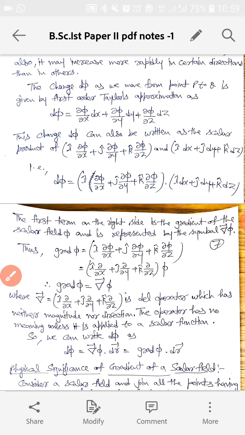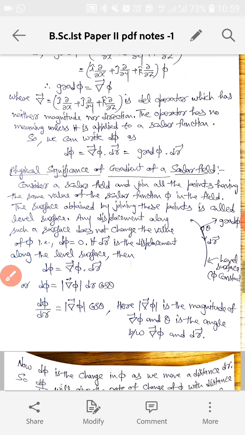So when we operate it on a scalar function, like the gradient of φ, then it has some meaning. So our equation, the change in φ, will become the gradient of φ dot dr. The total change in φ will be the gradient of φ dot dr, or the gradient of φ scalar product with the displacement vector. So this is how we define the gradient of a scalar function.